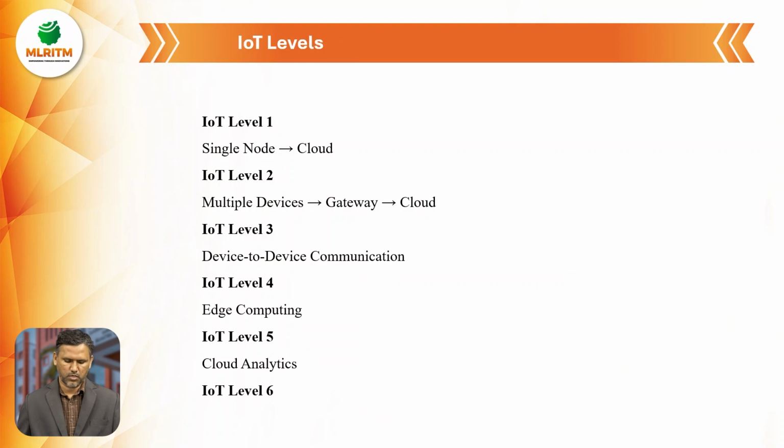Next, IoT levels are observed here. IoT level 1, single node, that is cloud. Next, IoT level 2, multiple devices, gateways, and clouds. Next, IoT level 3 also has device to device communication. IoT level 4 is edge computing. IoT level 5, cloud computing.